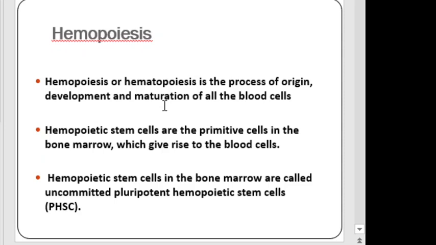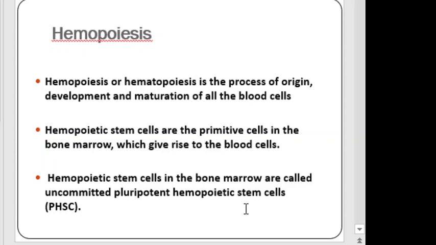It is happening in the primitive cells. Okay, where are these primitive cells located? It is located in the bone marrow. So the large bones have some central cavity-like structures which are filled with this bone marrow. So this bone marrow has some primitive cells, which are the place where the hemopoietic stem cells are formed. Okay, so they give a particular name to this primitive cell.